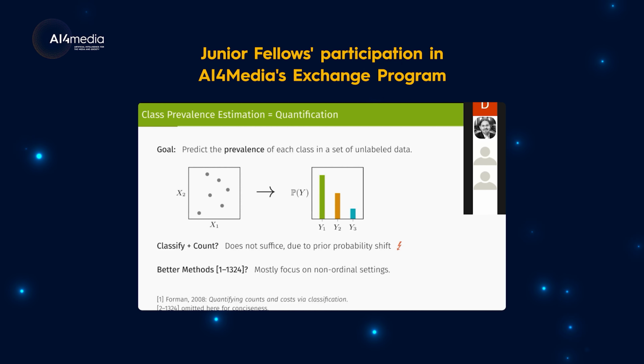In principle, any quantification task can be approached by just classifying each individual instance and then counting how often each class has been predicted. However, this so-called classify and count method is well known to be insufficient under the presence of prior probability shift. So if the probability of the classes changes between testing and training, then your classifier will be biased towards the class prevalences it has seen during training, and therefore we cannot just use this classifier to solve the task of quantification.